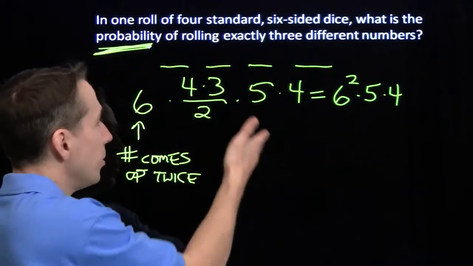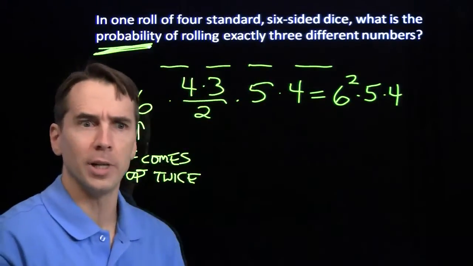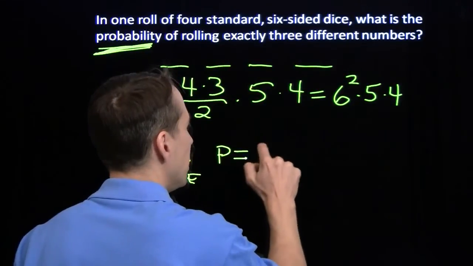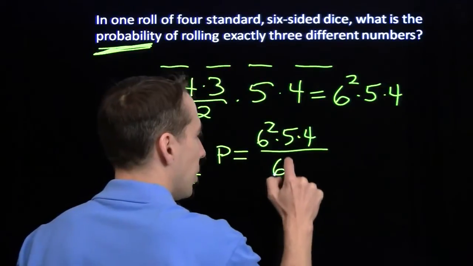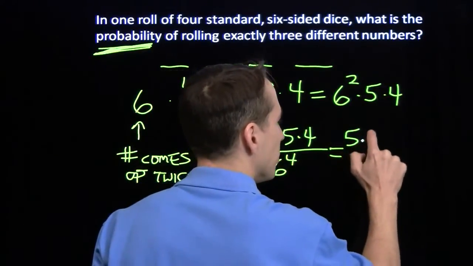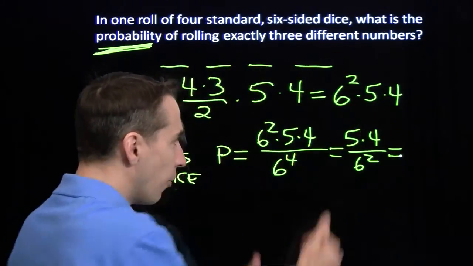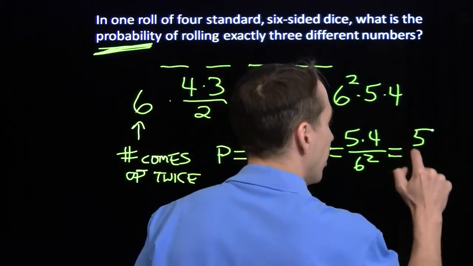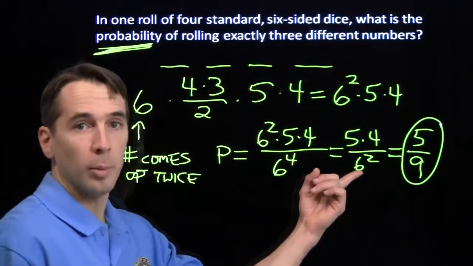Now the probability is the number of ways I can satisfy all these conditions over the number of ways I can roll 4 dice. Well, that's just 6 to the 4th. So my probability is 6 squared times 5 times 4 divided by 6 to the 4th. I can cancel out a couple powers of 6. Now I've got 5 times 4 over 6 squared. And now my 4 can cancel out the 2 factors of 2 in the denominator, and 36 divided by 4 is 9, so I have 5/9 as my probability.